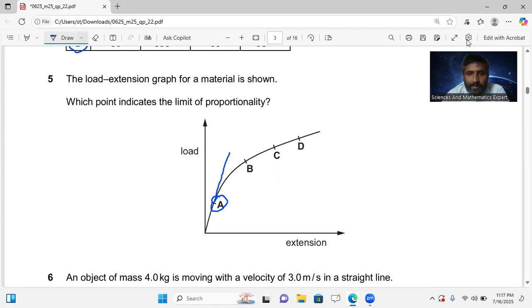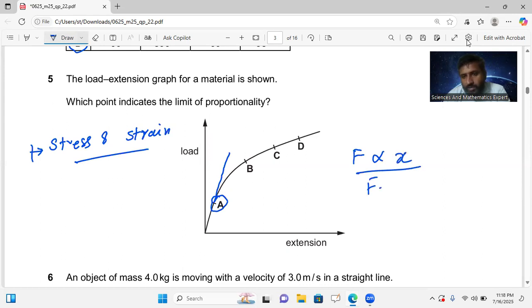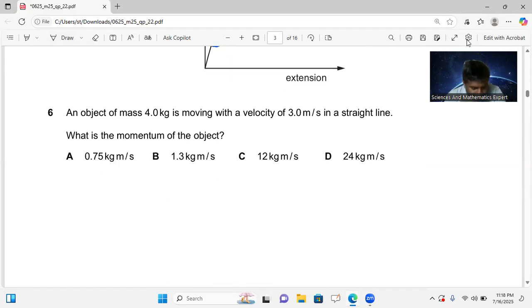Limit of proportionality means we say stress and strain are directly proportional to each other. In that case, when stress and strain are directly proportional, the graph shows a straight line. This is also taken as force applied being directly proportional to extension. According to Hooke's law, F is equal to kx. The graph should be exactly a straight line if it is following the criteria.